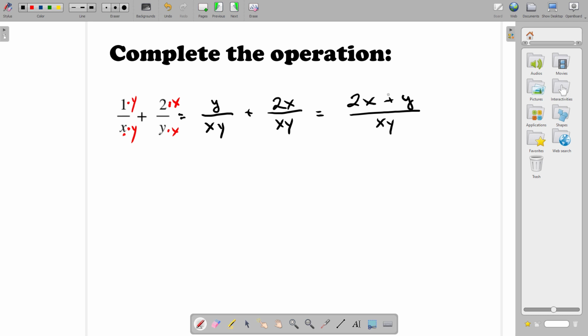These x's cannot divide out, the y's cannot divide out, because this is a binomial. This 2x is being added to the y, so those things are locked together. We cannot divide out an x and a y. If this had been 2x times y, then we could have been dividing out some of the factors.